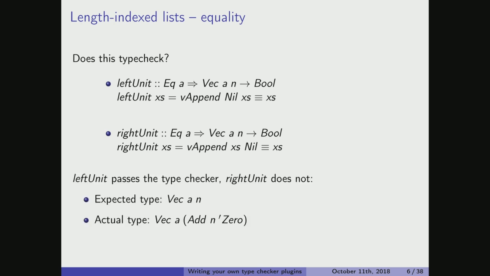But there's a problem here. So left unit, it's no problem there. It just type checks, and GHC is happy with you and your code. But the right unit definition doesn't quite type check. It says that we expect this vector of length n, but actually we get a vector of length n plus 0. And as a human being, you look at it and you're like, yeah, but duh, n plus 0, that's the same thing as n. So how can we convince our type checker of this?